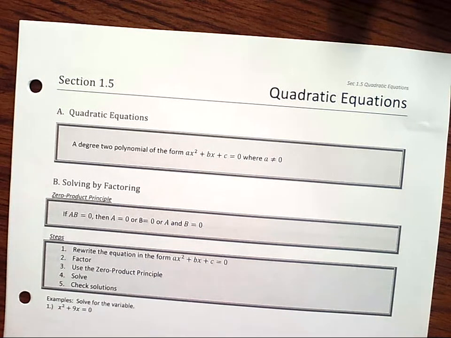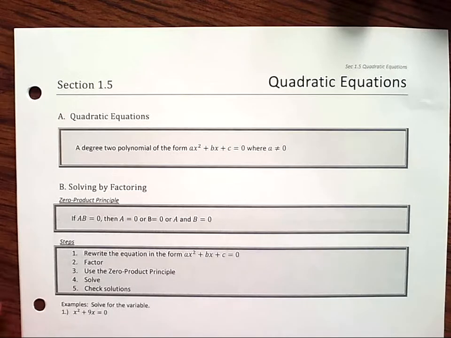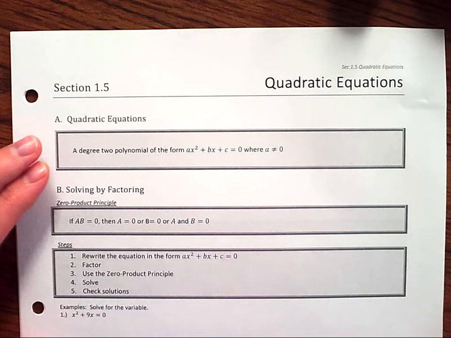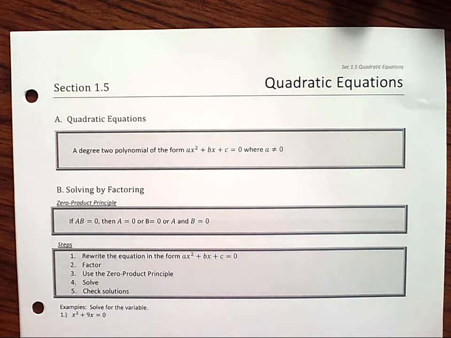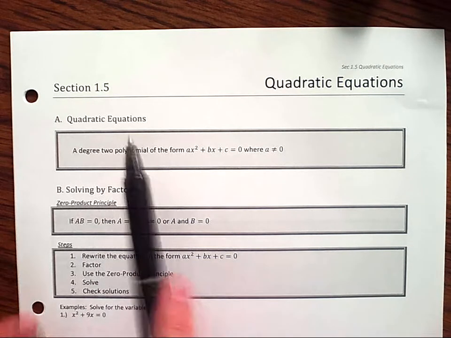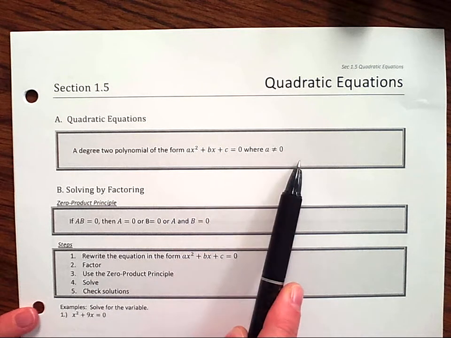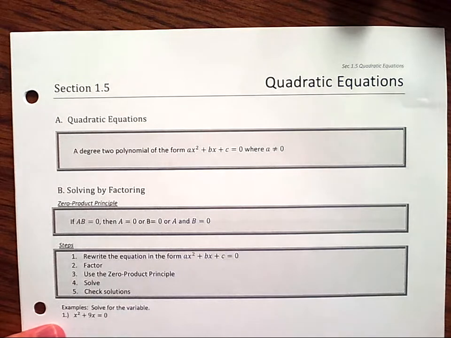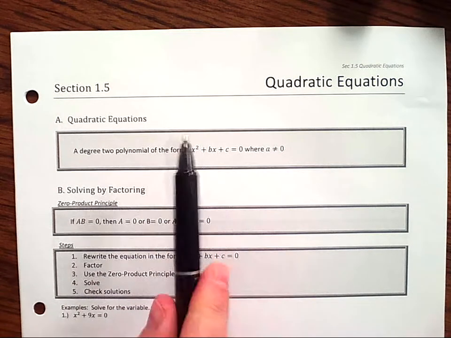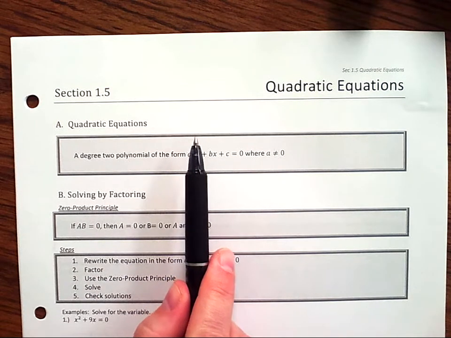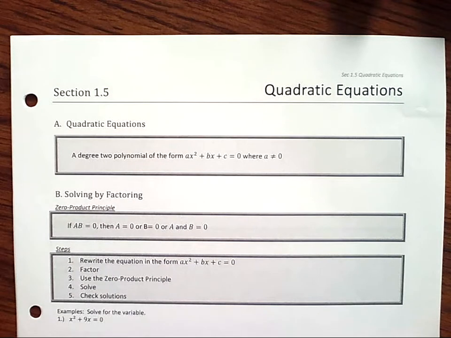All right, so 1.5 is called quadratic equations. Last time we did linear equations, and now we're going to do quadratic equations. A quadratic equation is a degree 2 polynomial, right? That means I have a variable raised to the second power, of the form ax squared plus bx plus c equals 0, where a does not equal 0. Similar to linear equations, a cannot equal 0, because if a equals 0, then I would have a linear equation. So this is a quadratic equation. It's degree 2. I have x squared in there.